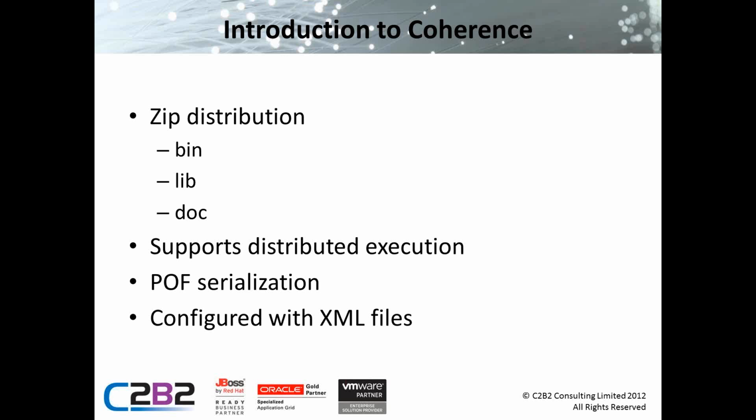And it does obviously incur less overhead in terms of network usage, because serializing data obviously does reduce the size of the files that are being transferred over the network. Very important when you're talking about data grids. And lastly, Coherence is configured with XML files, and we're going to be looking at a few of those XML files in the next slides and how they work.